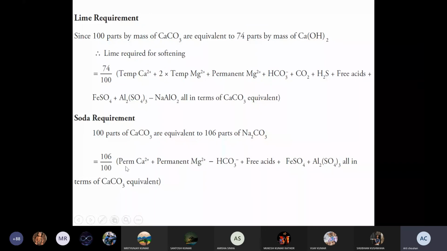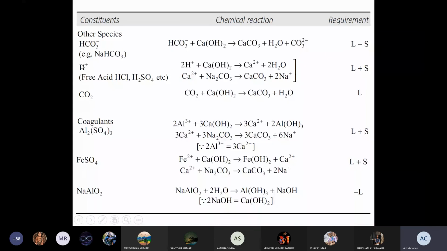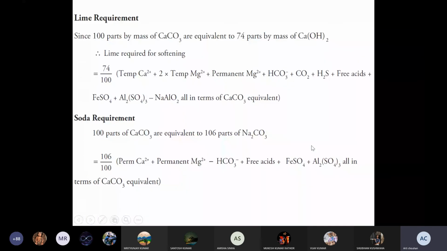Like in the case of permanent calcium and permanent magnesium, there is a requirement of 1 mole of soda. And in the case of bicarbonate, you can tally that table here. If bicarbonate ions are there, then there is a requirement of L minus S. That's why you have to subtract that much amount of soda produced in that particular chemical reaction. Okay, so if that species is given, then you have to subtract that value, and free acid and the ferrous sulfate and aluminum type coagulants use 1 soda for the softening process. So this is all about the lime and soda requirement calculation.